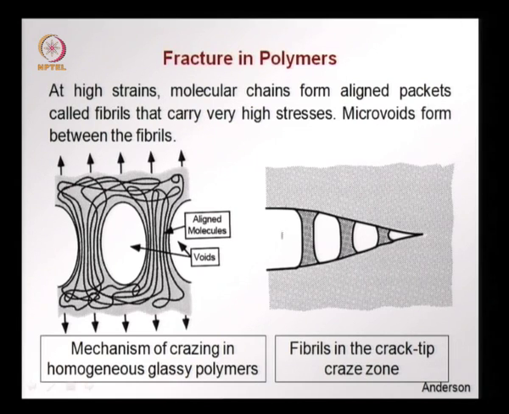A little bit away from the crack, or when you zoom out of the crack, this is what you will see: at the crack tip you see these fibrils bridging the crack, and then you have the voids occurring. So these are the fibrils at the craze zone near the crack tip.